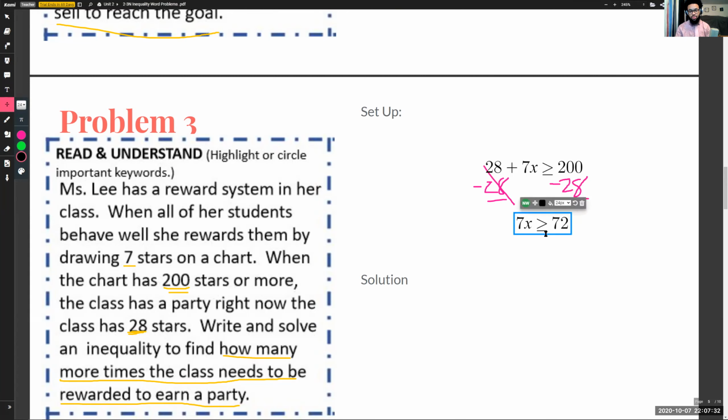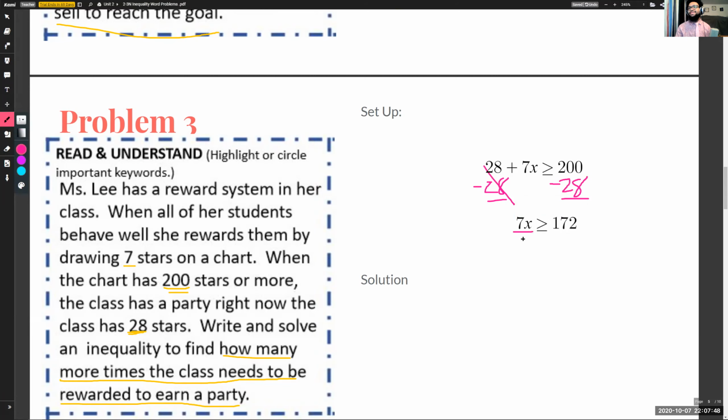Oh, not 72, 172. And let me just check to make sure. 200 minus 28, that in fact is 172. You guys are free to use your Desmos Scientific Calculator. That'll be useful for these parts right here.